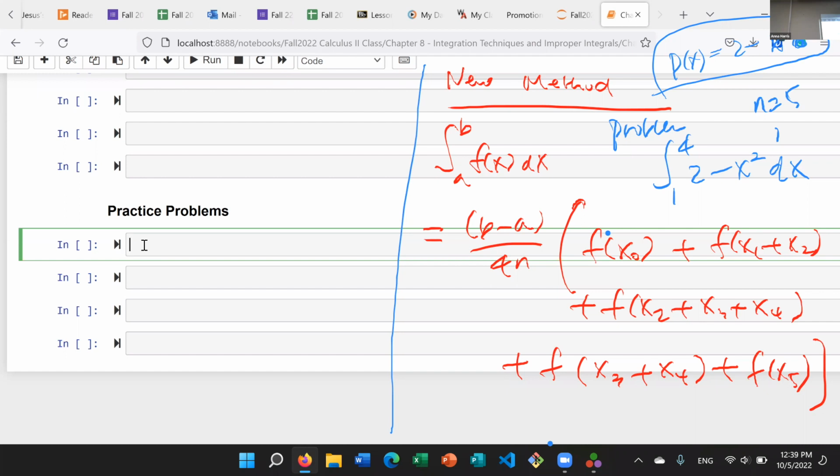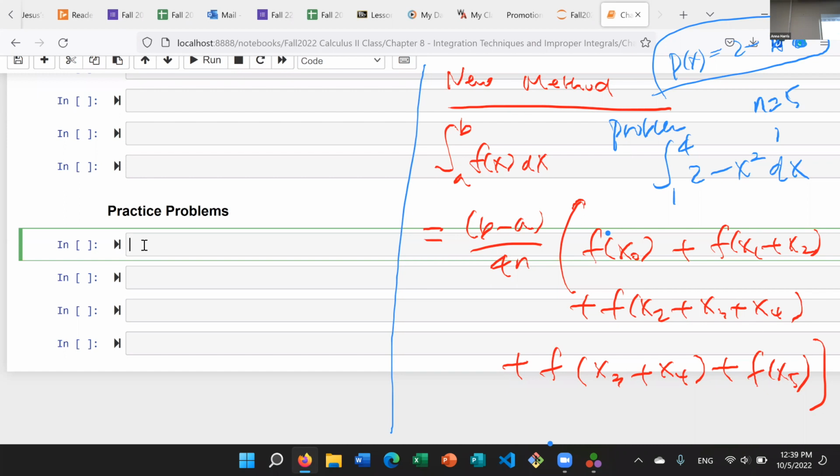All right, what else do you need to define now? A is what? 1. B is what? 4. And n equal to what? 5. Okay, now what do you need to do? After that, what do you need to find? F of x0. What's the next one you have to figure out?